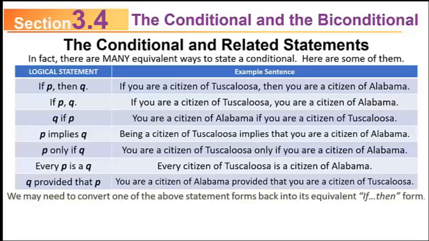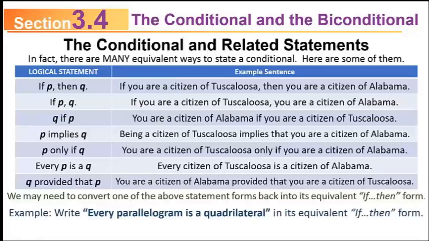In some of the problems we do, we might need to convert from one of the above statement forms back to its equivalent if-then form. So if you see any of these, you can convert them back to the original first line statement, the if P then Q type. Suppose I ask you to write every parallelogram is a quadrilateral in its equivalent if-then form.